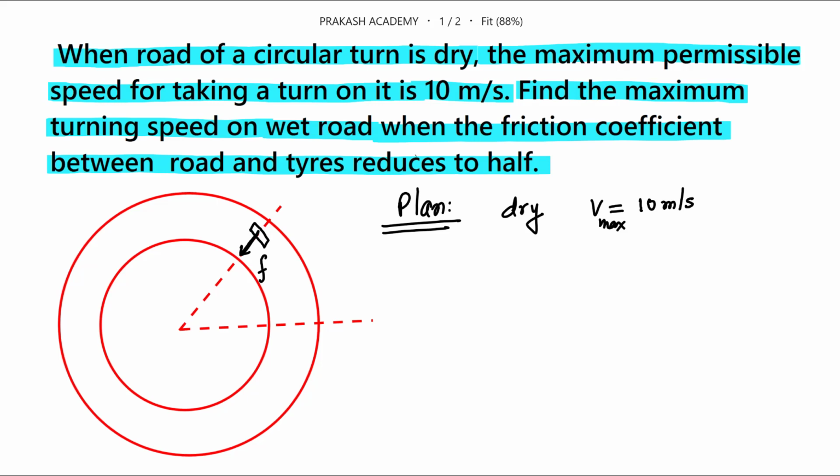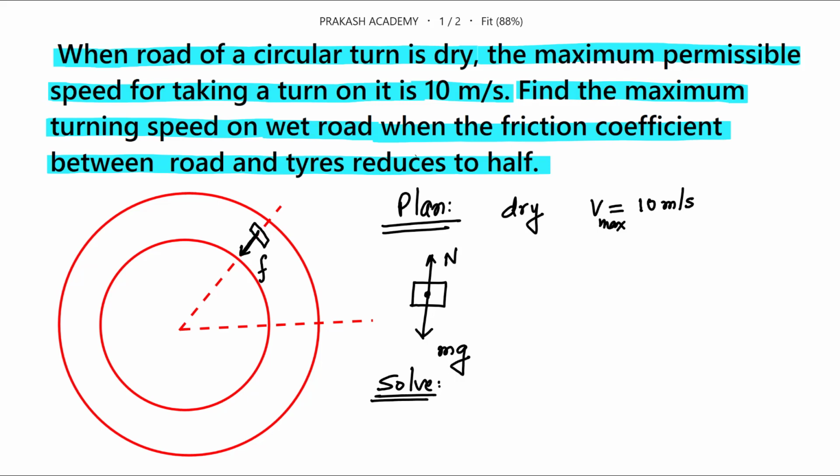What other forces are acting? On this car, normal reaction and mg will be acting. Now how will you solve this problem? You have to write the equation of motion, solve for the design speed, and then consider the case of wet road. So let us take 1 minute of time and solve this problem. Okay, so you have solved this, so let us see it here. I will solve this problem now.